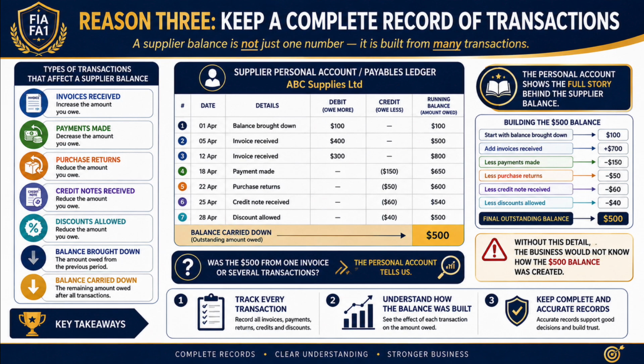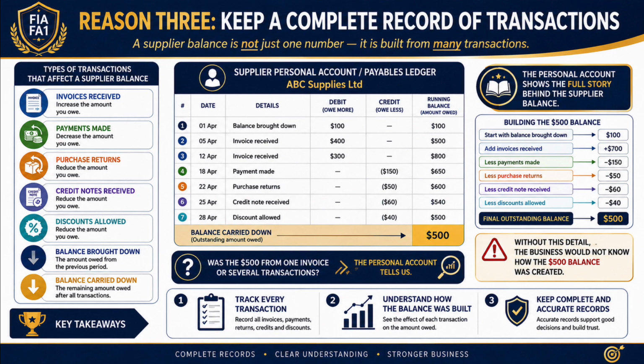Reason 3. To keep a complete record of transactions. A business needs a complete record of all items that make up a supplier balance. A supplier balance may include invoices received from the supplier, payments made to the supplier, purchase returns, credit notes received, discounts allowed by the supplier, balance brought down from the previous month, balance carried down to the next month. This detail is necessary because the final balance is not just one random number. It is built from many transactions.